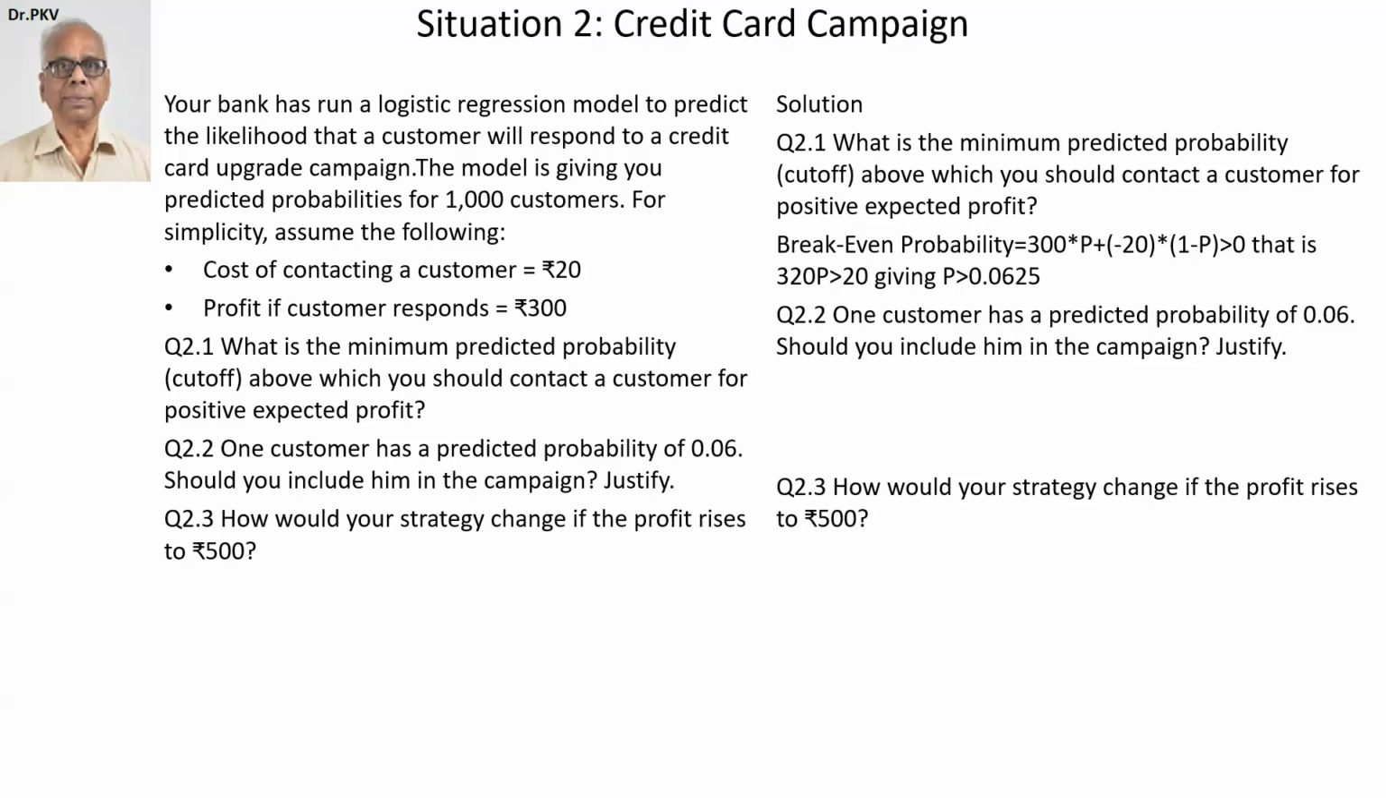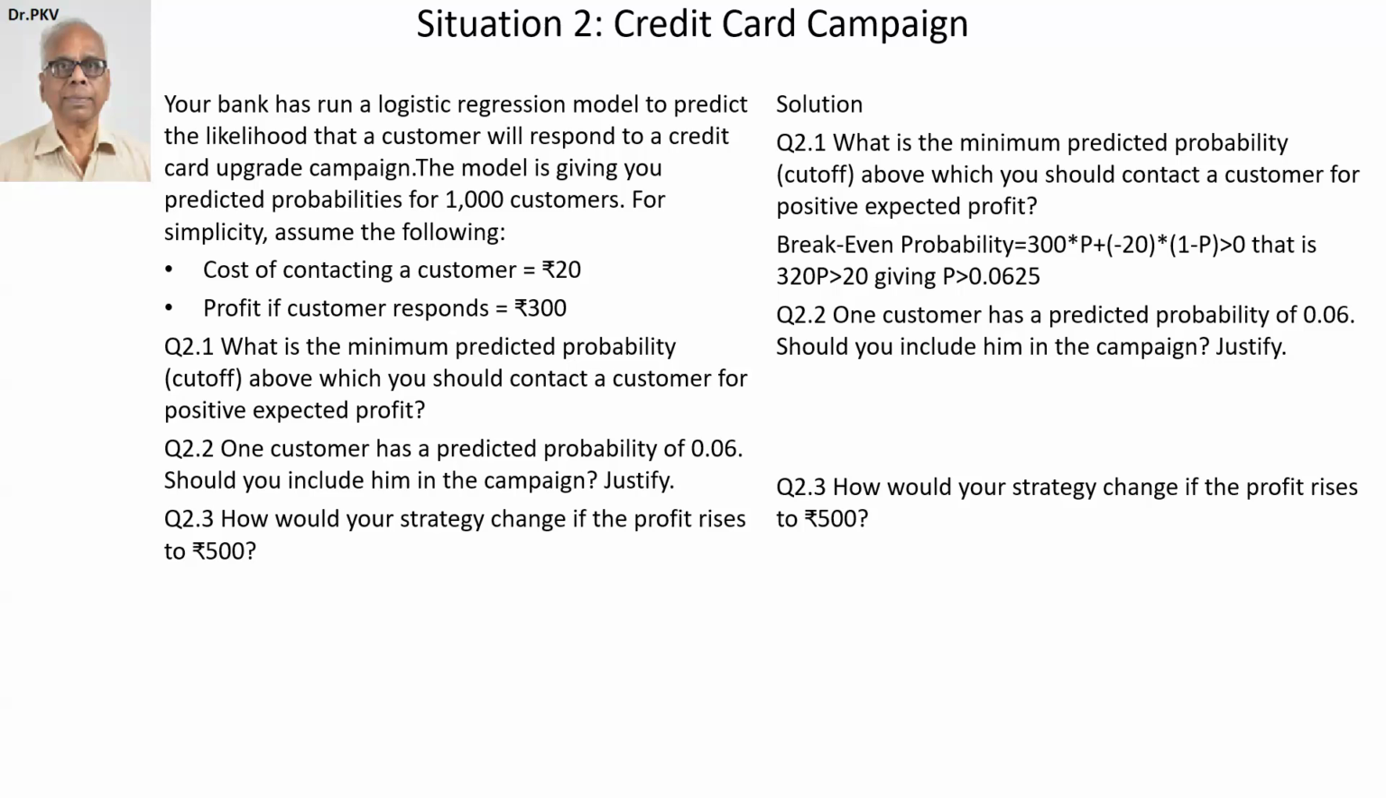0.0625. In other words, 20 divided by 320. P greater than 20 divided by 320. And you get P greater than 0.0625 as the cutoff point. And therefore, anything above the probability of 0.0625 is the minimum probability above which you will get a positive expected profit. This answers question 2.1. Let's now look at question 2.2.